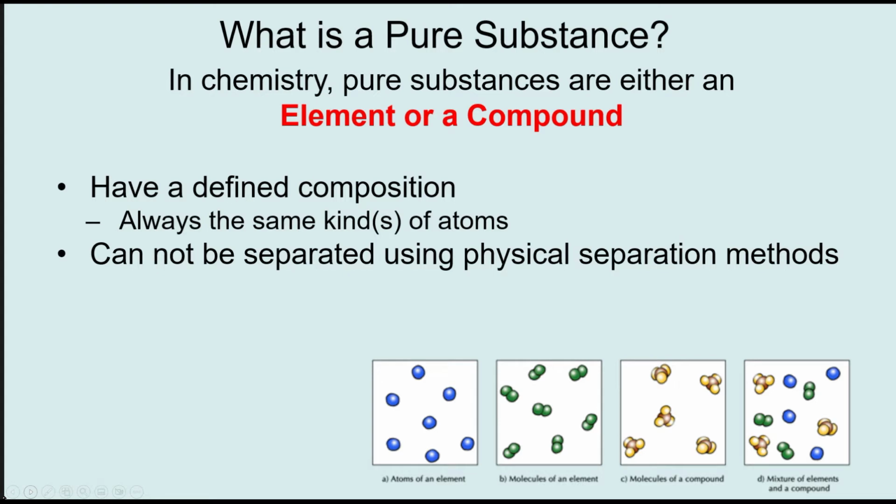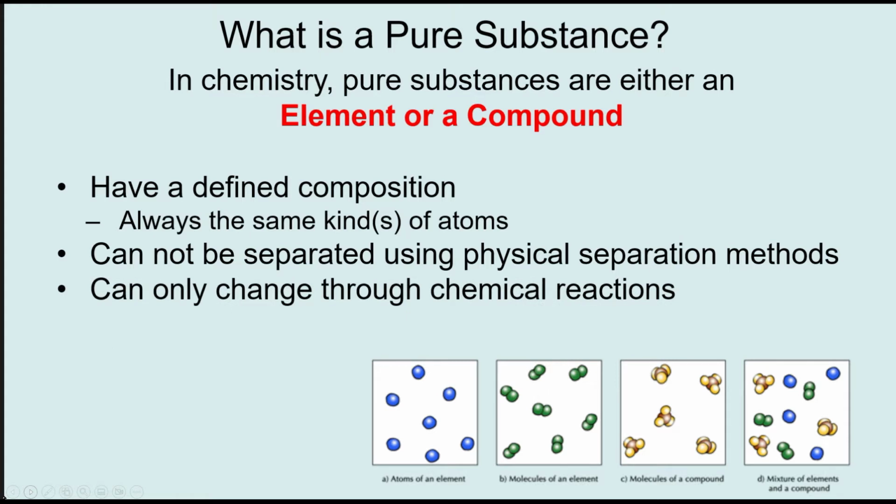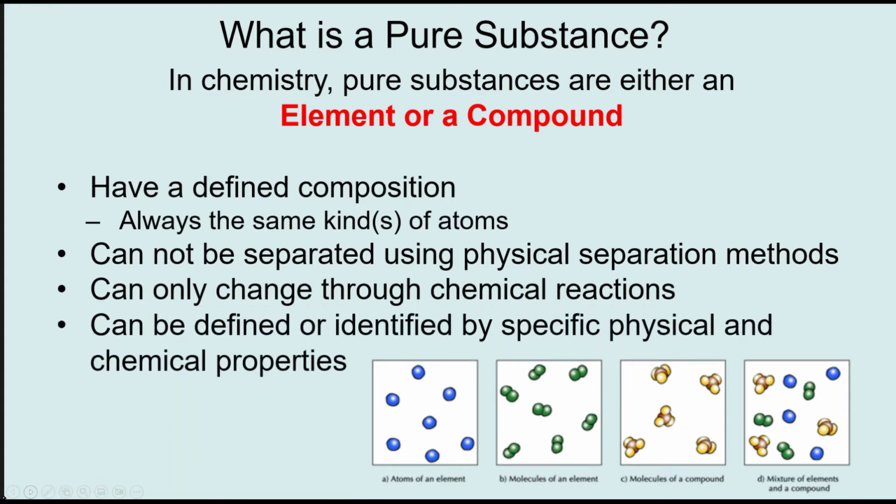Elements and compounds cannot be separated using physical separation methods. In fact, the only way that they can change is through chemical reactions. And elements and compounds can be defined and identified by their very specific physical and chemical properties.